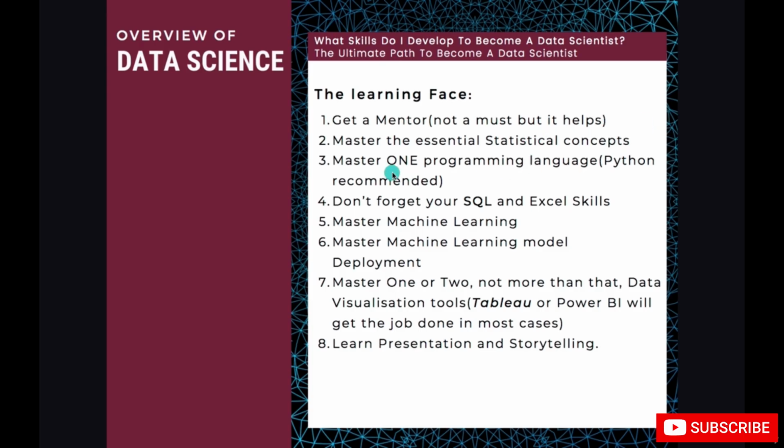The next one here is to master one programming language. Now, if you are getting started, you might be hearing a lot of programming languages out there, especially Python and then R programming. But as it stands now, Python has the upper hand over any programming language that you can think of, whether it's R, Go, Perl, or whatever. Python is the go-to for everyone.